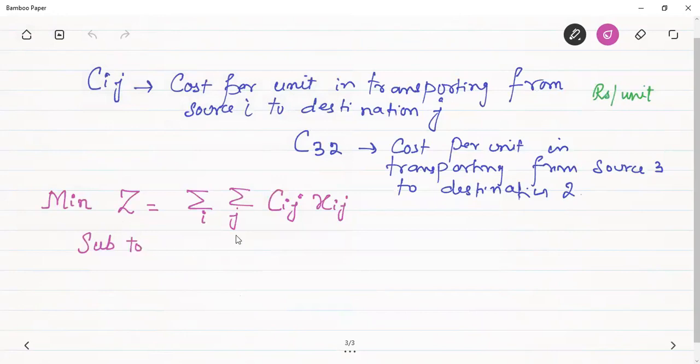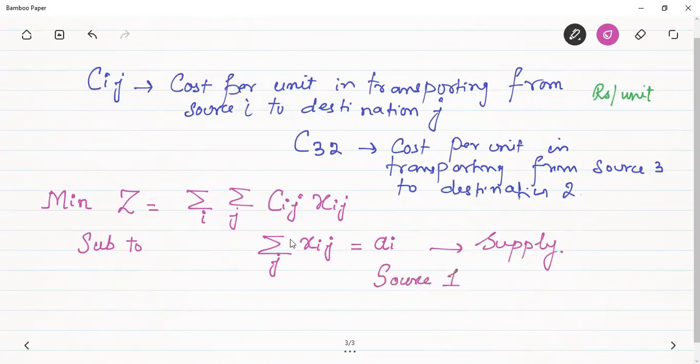The first constraint is with respect to the supply. This is the constraint with respect to supply. इसका मतलब क्या है यहाँ पे ट्रांसपोर्टेशन प्रॉब्लम में? See here, let me take the example of source 1. If I'm taking an example of source 1, तब ये constraint क्या हो जाएगा? Then I will be equal to 1. ठीक है? अगर मैं source 1 की बात कर रहा हूं, then I will be equal to 1.